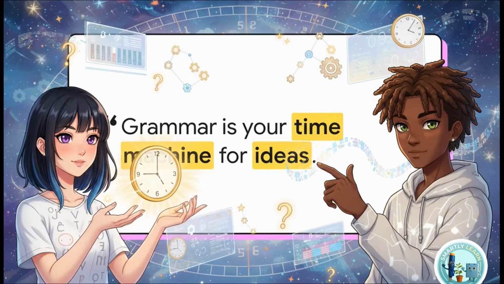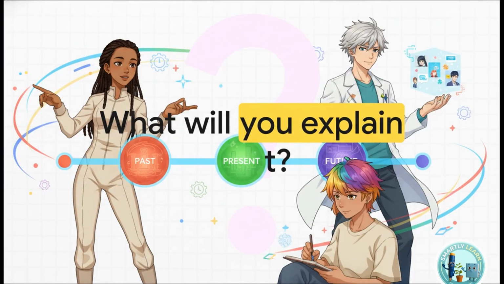So just remember this. Grammar isn't just a bunch of boring rules to memorize. It's a tool. It's an honest-to-goodness time machine for your ideas. It lets you put your thoughts and your stories exactly where they need to go on a timeline, right inside your listener's head. Now that you get the system, you can communicate with so much more power, more clarity. You can tell stories that jump around in time, crafting your message perfectly. So I guess there's really only one question left to ask. Now that you're in command of time, what will you explain next?